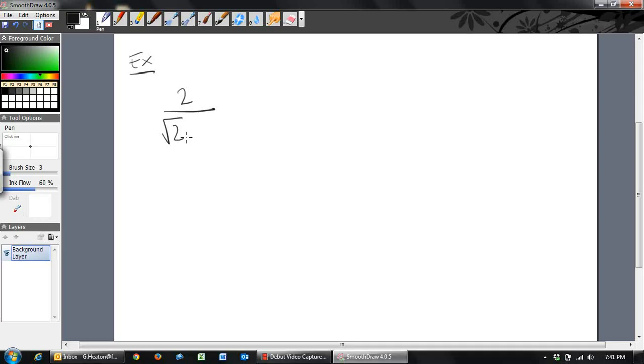2 over root 2 plus root 3. Let's just use the same one so we're nice and comfortable. How do we rationalise this? We hate having surds on the bottom line. We want to rationalise, in other words, get rid of the surds on the bottom line. We know that if we multiply anything by its conjugate, we'll get rid of the surds. So let's multiply that by its conjugate. But remember, we can't do that because we've changed the value here. So how do we stop that from happening?